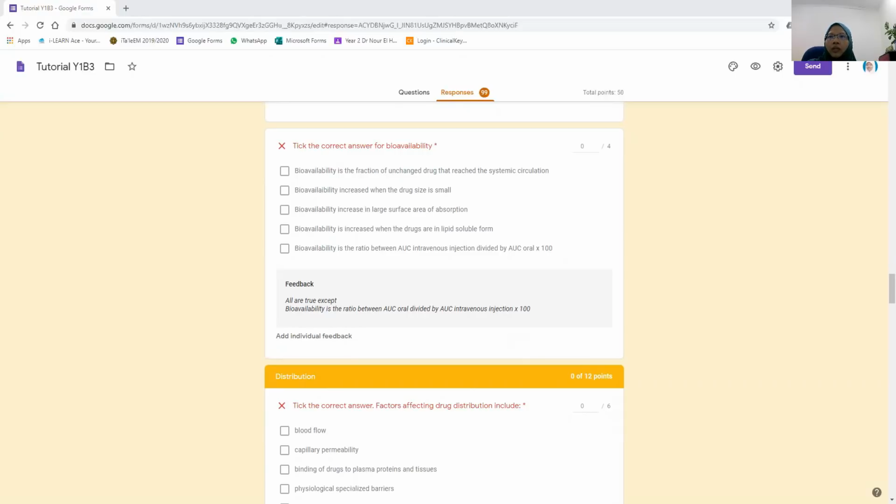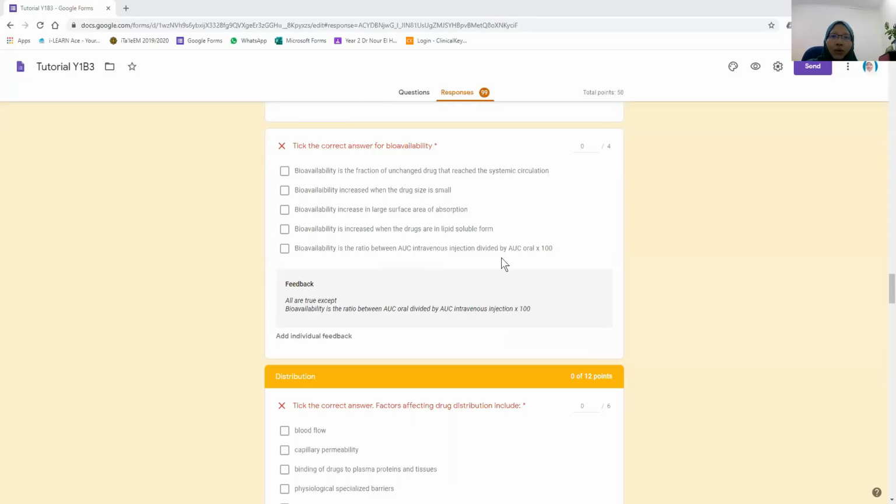Okay, for the bioavailability, it is the fraction of unchanged drug that reaches the systemic circulation. That is true. Bioavailability increases when the drug size is small. Of course, that's true. Bioavailability increases with a large surface area of absorption. True. And bioavailability is increased when the drugs are in lipid soluble form. Is true. And bioavailability is the ratio between the area under the curve of intravenous injection divided by the AUC oral times 100.